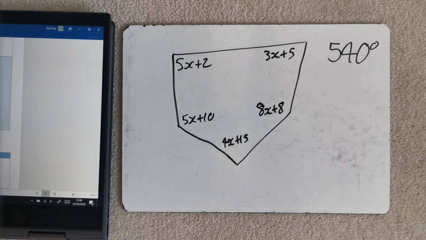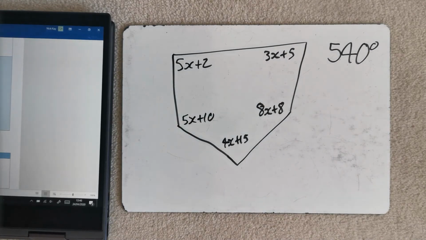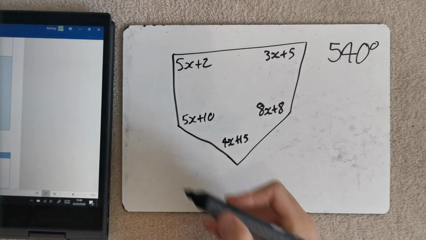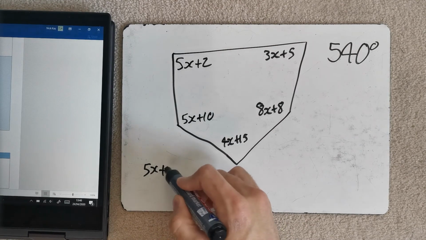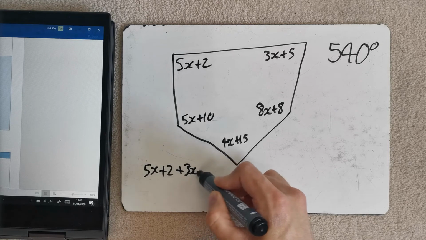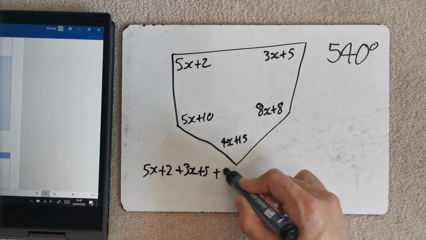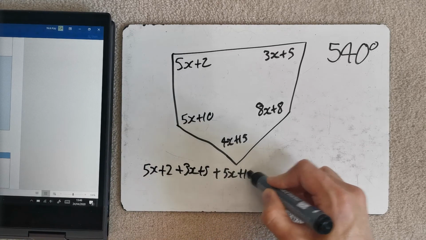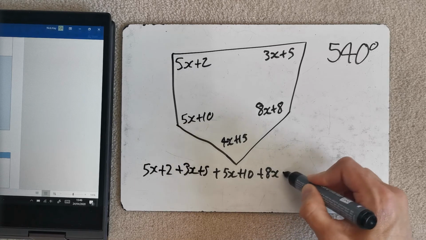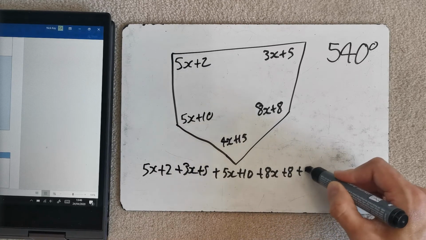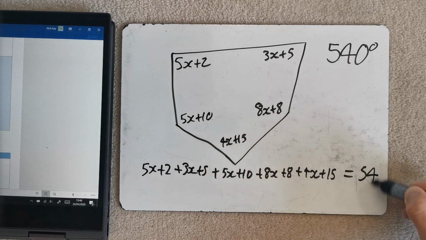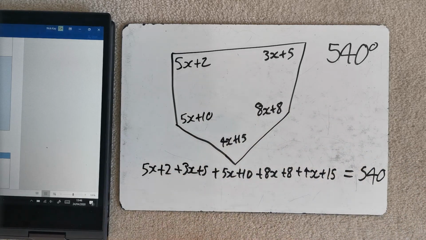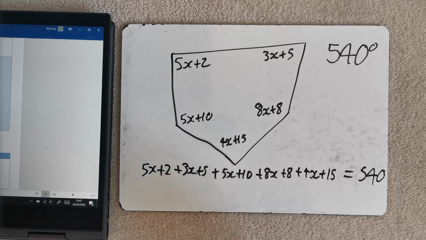Okay, so if we were to add up all of these sides, so if we did, 5x plus 2 plus 3x plus 5 plus 5x plus 10 plus 8x plus 8 plus 4x plus 15, and put that equal to 540. That's the first thing. That looks horrendous. In fact, it is a little bit horrendous. But we could simplify it first of all.